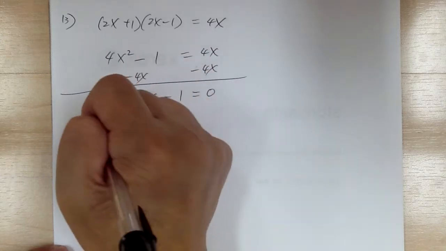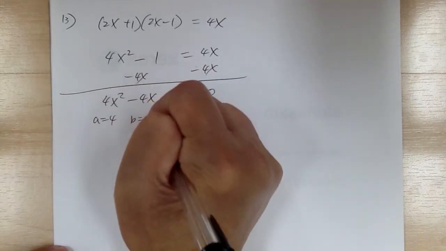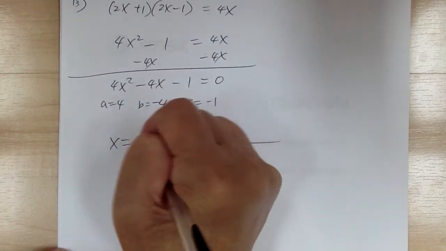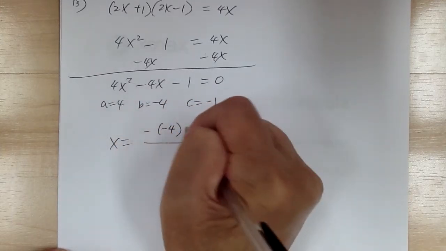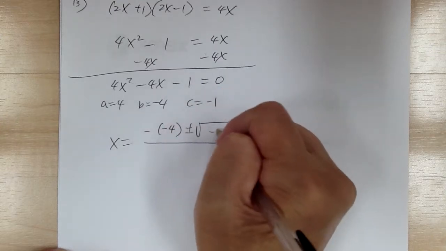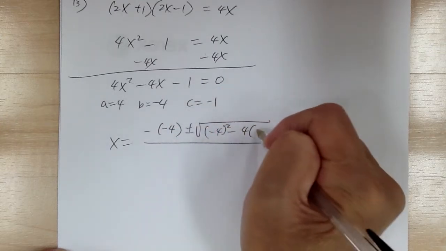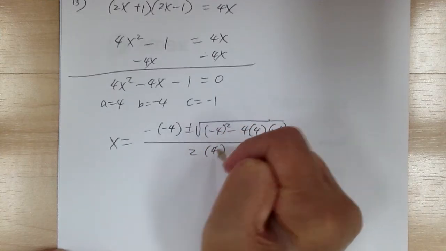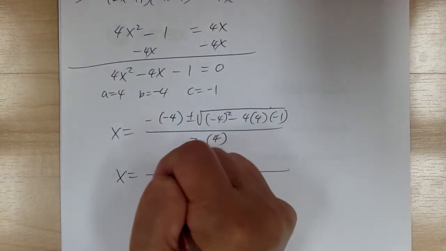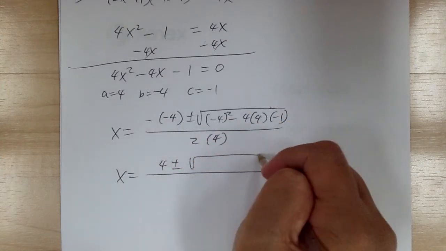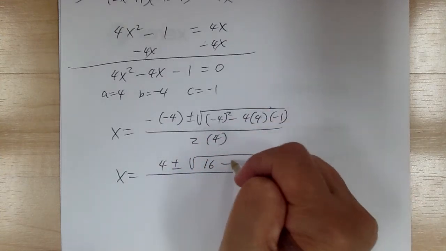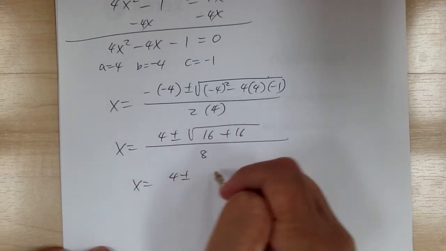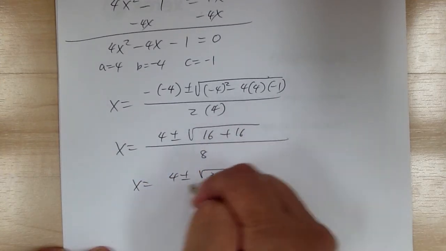And then from here you get a equal to 4, b equal to negative 4, c equal to negative 1. So x equal to negative b plus or minus square root of b squared minus 4ac over 2a. So x equal to 4 plus or minus square root of 16 plus 16 over 8. So x equal to 4 plus or minus square root of 32 over 8.